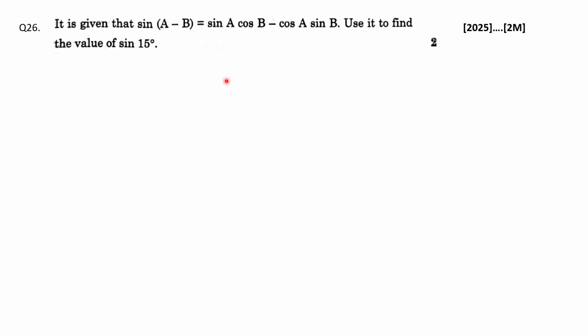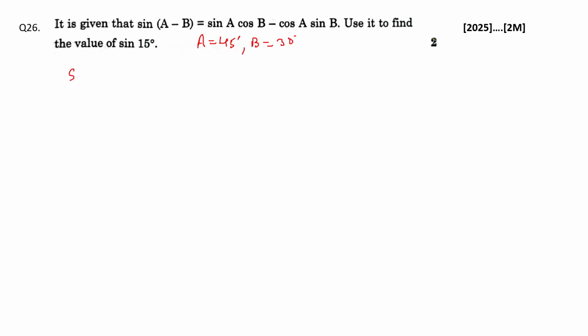Question 26, this is a very important question. It is given that sin(A minus B) equals sin A cos B minus cos A sin B. Use it to find the value of sin 15 degrees. Can I write 15 as 45 minus 30? So I will take A as 45 degrees and B as 30 degrees.